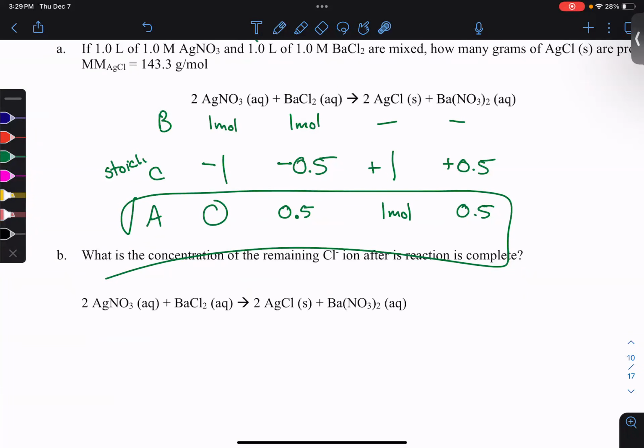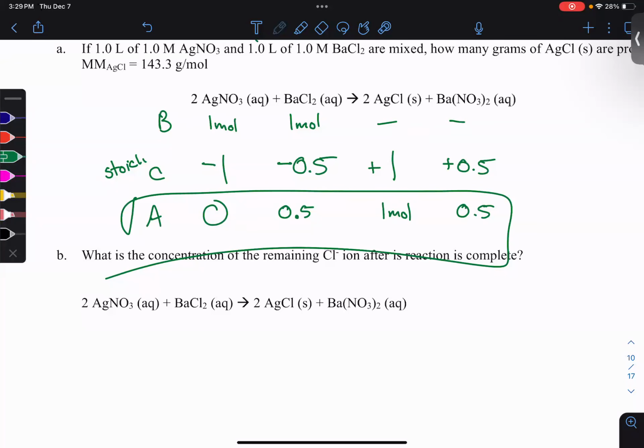Okay. And so the reason a BCA table is useful to us is because we also can figure out what the concentration of chloride is after this reaction's complete. Okay, so I have like a minute. I'm gonna still finish this problem. So what is the concentration of chloride after this reaction is complete? The beauty of a BCA table is we already got everything. We know everything about our solution after this reaction is done. I have no silver nitrate left. I have half a mole of barium chloride in my container. I have a mole of silver chloride. It's a solid. It's sunk in at the bottom of the container. And I have half a mole of barium nitrate. It's all dissolved up in there.